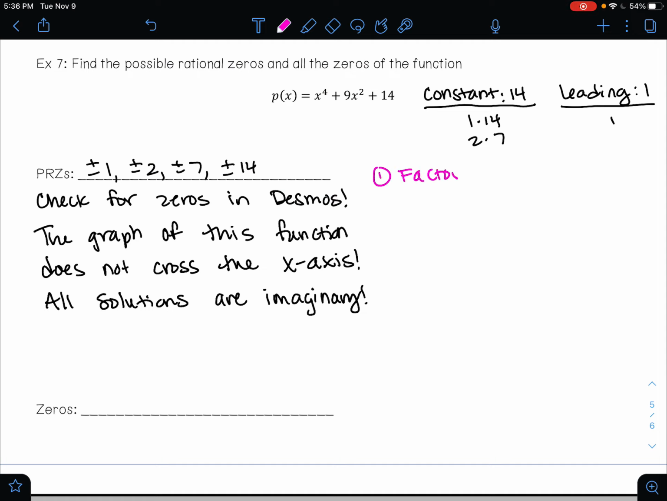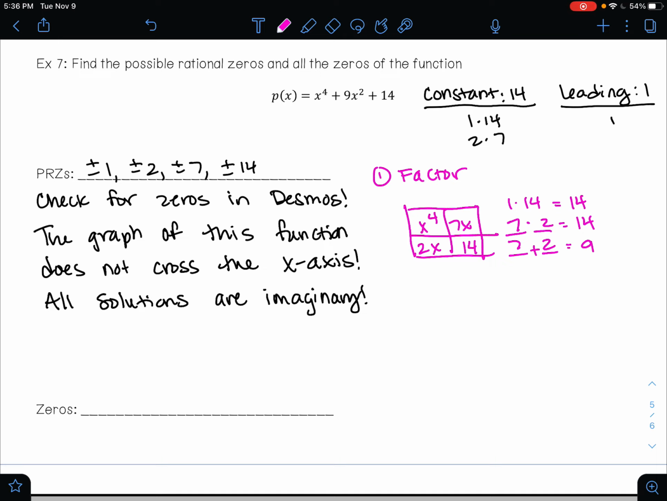So I'm going to use the area model. First term goes in the first box, last term goes in the last box. You always want to multiply your first number by your last number. Here we're looking for factors of 14 that add to 9. Those two numbers are 7 and 2. 7 plus 2 is 9. 7 times 2 is 14.